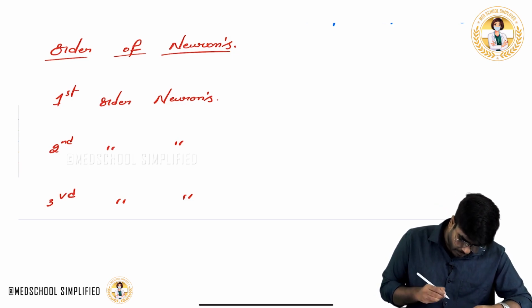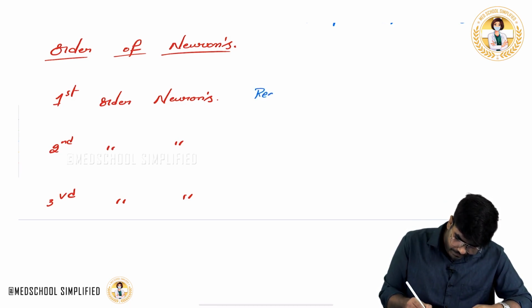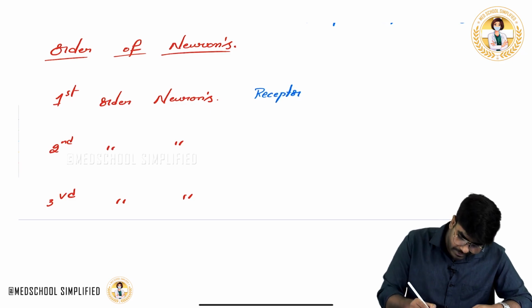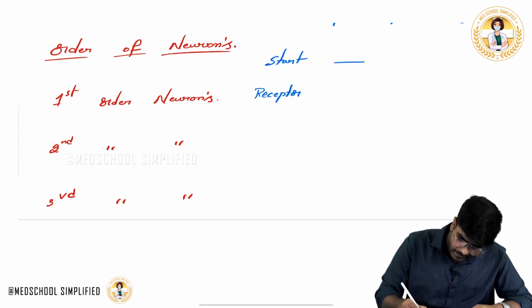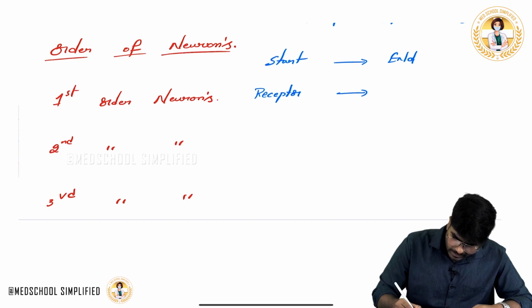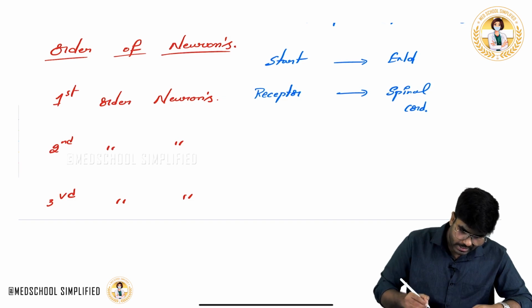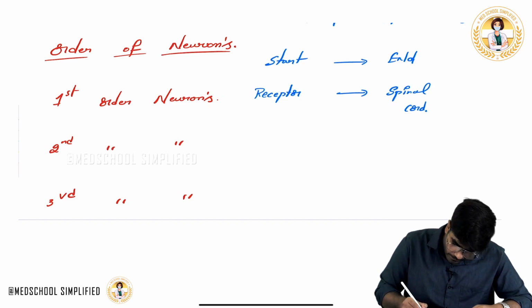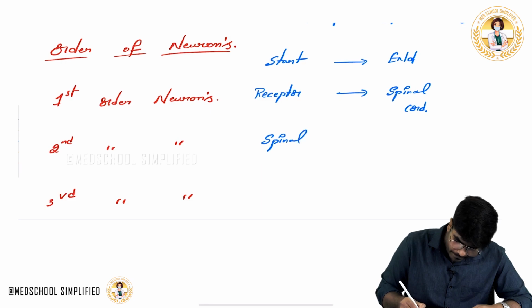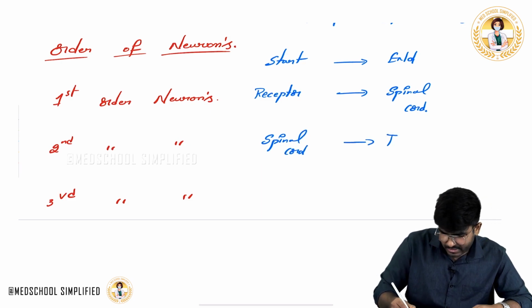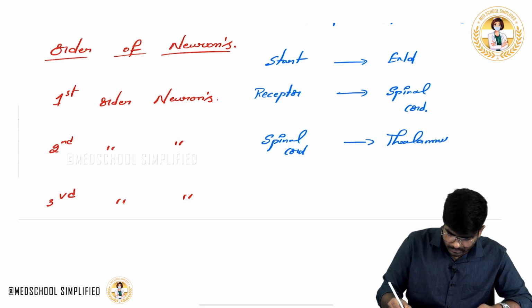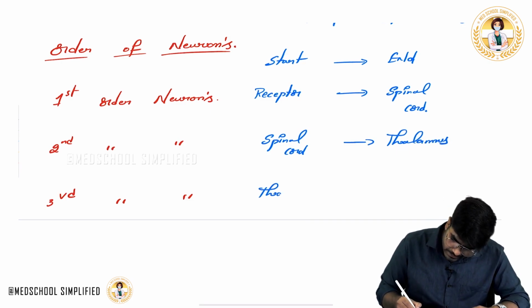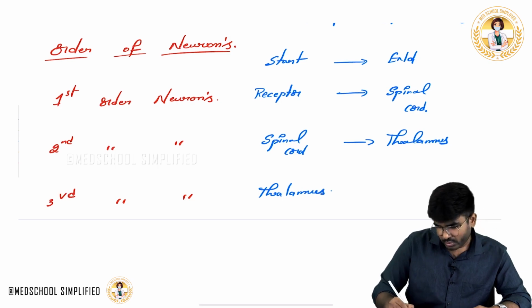First of all, let me write it down here, later I will explain. First order neurons are the ones which start from the receptor. The starting point is the receptor and the ending point for the first order neurons is the spinal cord. Second order neurons start from the spinal cord and end in the thalamus. And third order neurons start from the thalamus and go till the cortex.